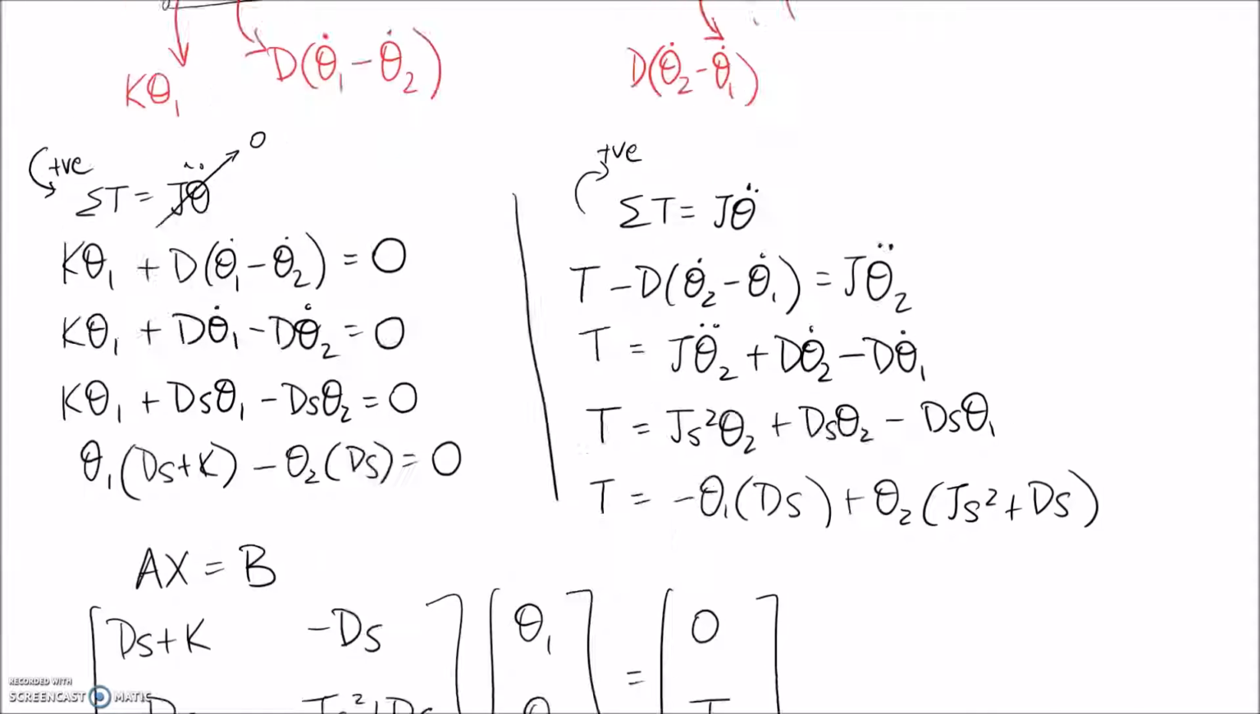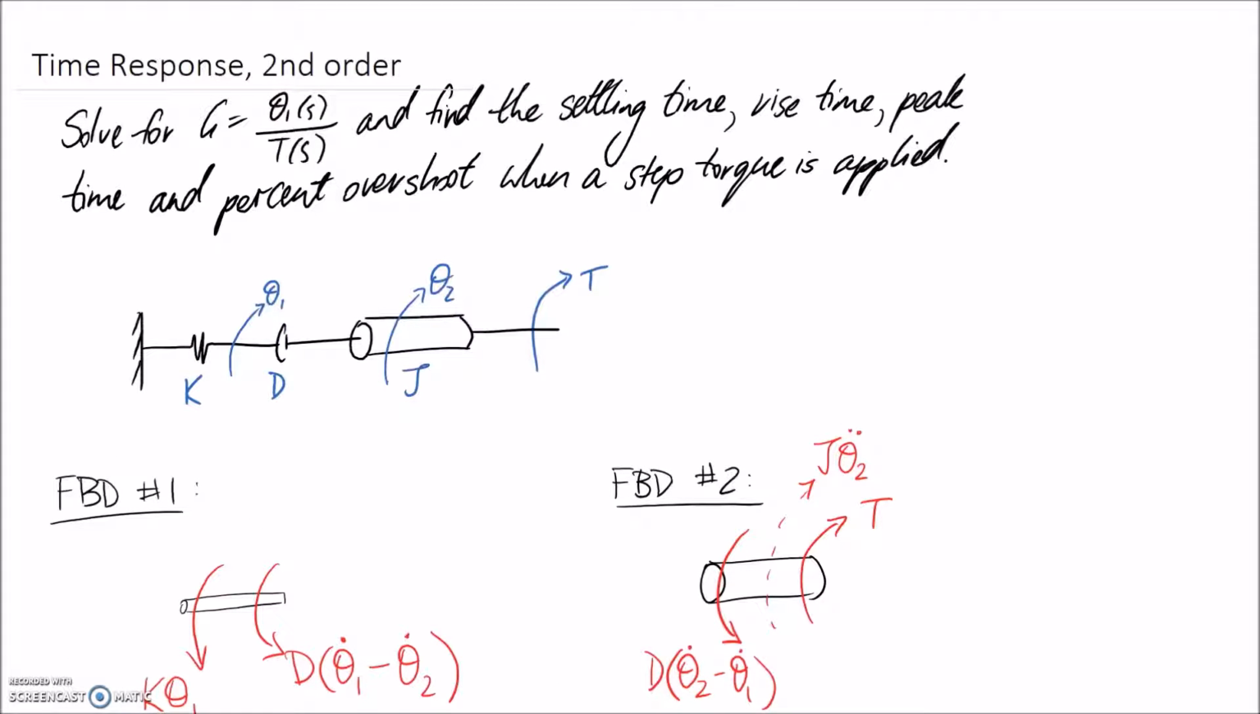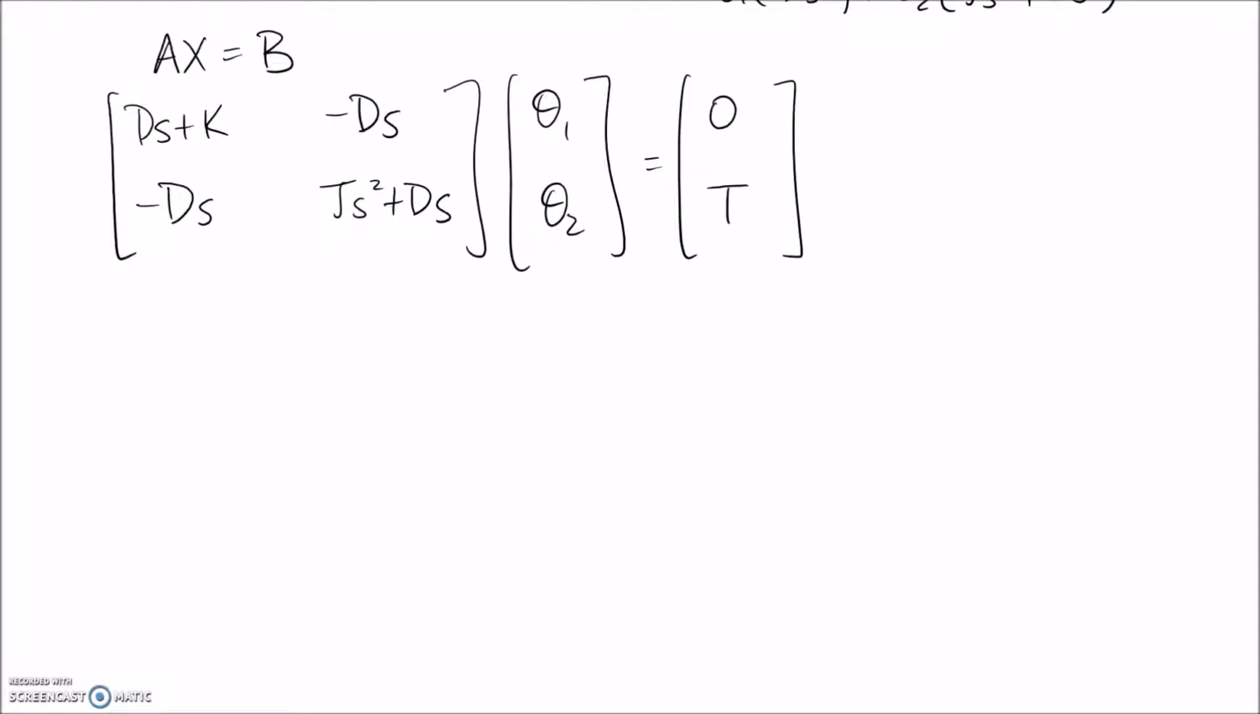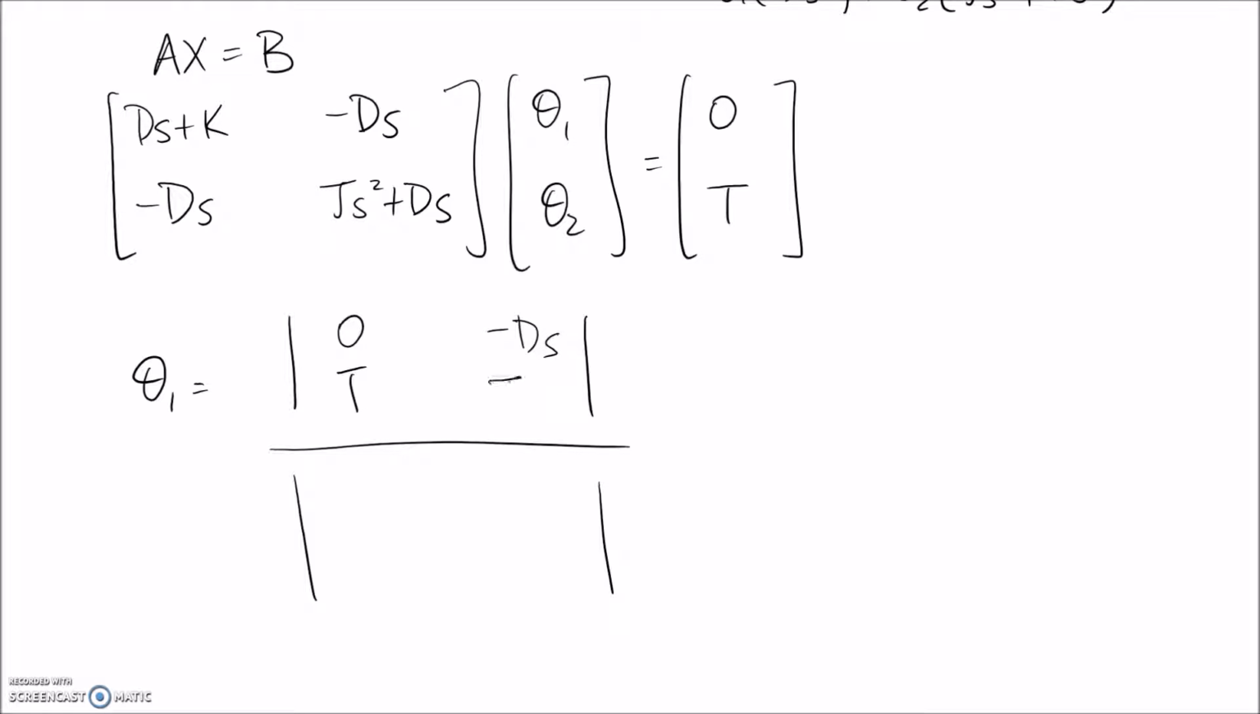So the transfer function that we're looking for, we were told in the question, is θ1 divided by t. So what we need to do is solve for θ1 using Cramer's rule. On the top line, we have a determinant, and what we need to do is put the B matrix into the column corresponding to the variable we want to find. We want the first variable, so this needs to go into the first column of the A matrix. So 0 and t go here, and we just copy down everything else.